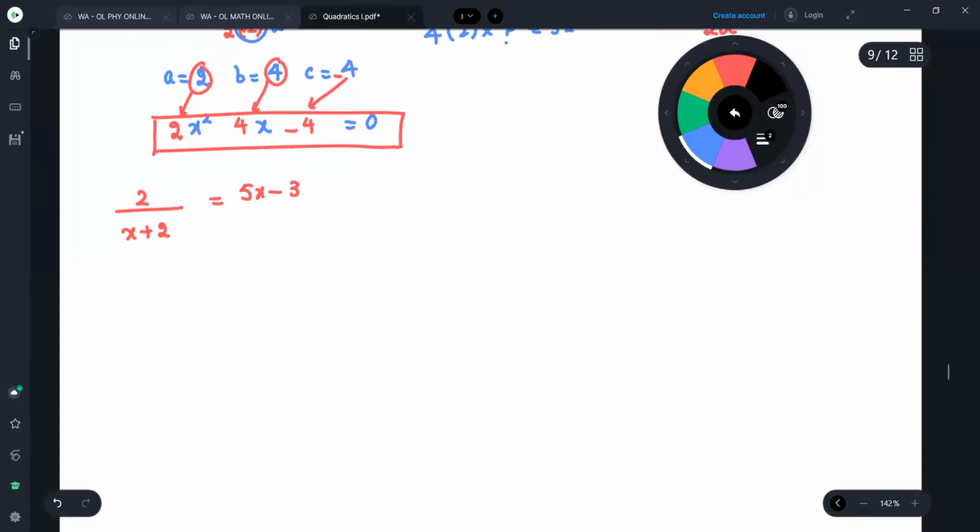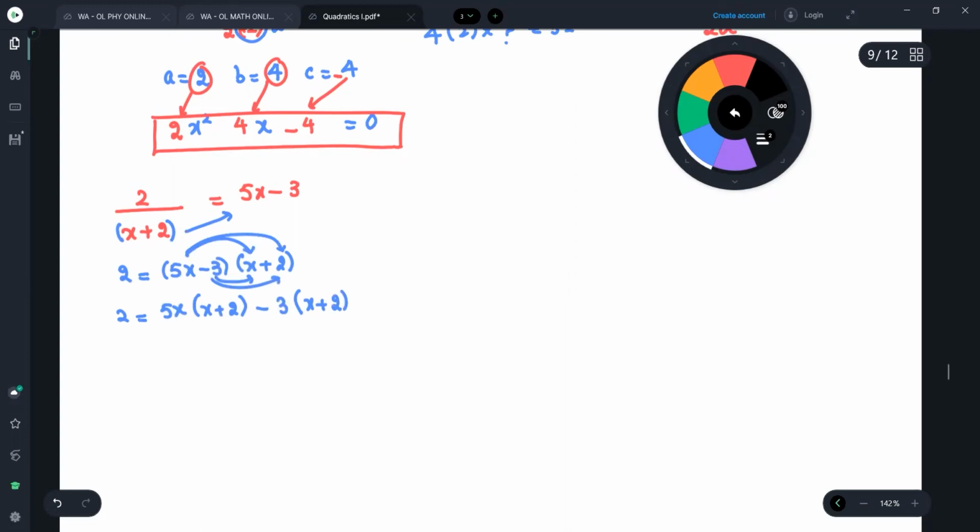Sir, I take the whole of the numerator and multiply to that side, yes or no? Yes, sir. 2 stays here. I'm going to put down 5x minus 3 in one bracket and x plus 2 in one bracket, yes or no? Yes, sir. Then I'm going to multiply 5x with the whole of the second bracket. So 5x bracket open, x plus 2. Then minus 3 would also be multiplied by the whole of the second bracket. I'm going to write down minus 3 and then x plus 2. Yes or no? Yes, sir.